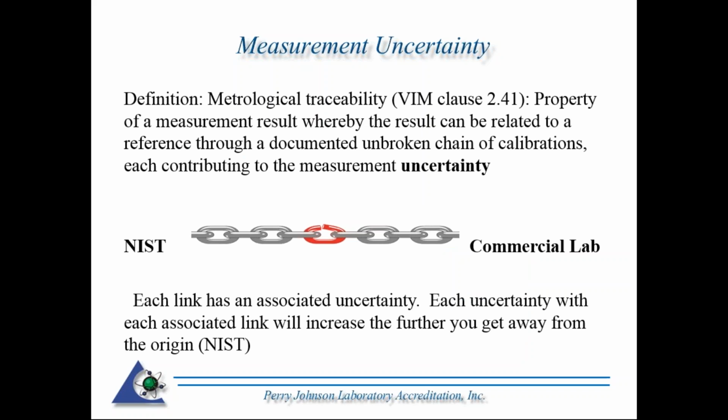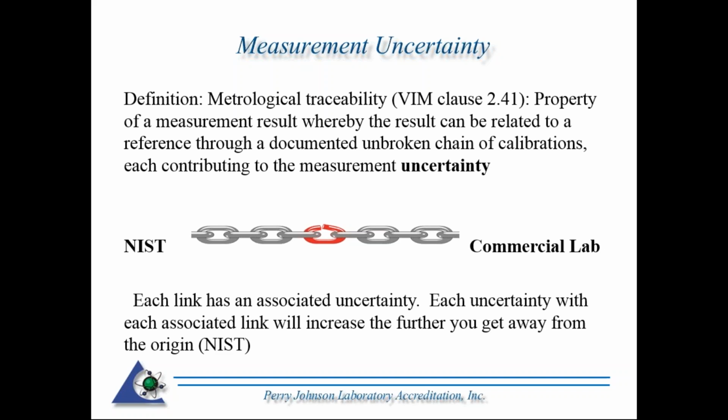So, measurement uncertainty. I want to start out by looking at traceability and how measurement uncertainty is entwined in traceability. From the International Vocabulary of Metrology, the definition of metrological traceability is a property of a measurement result whereby the result can be related to a reference through a documented unbroken chain of calibrations, each contributing to the measurement uncertainty. Hence, by definition, any laboratory claiming that their measurements are traceable would have to have an uncertainty associated with that specific measurement.